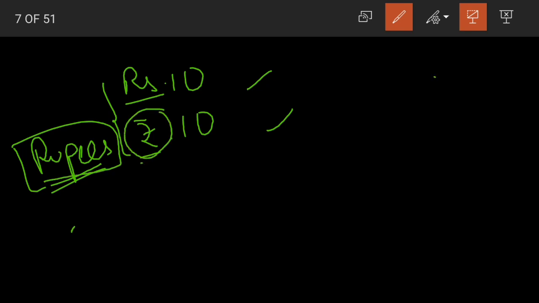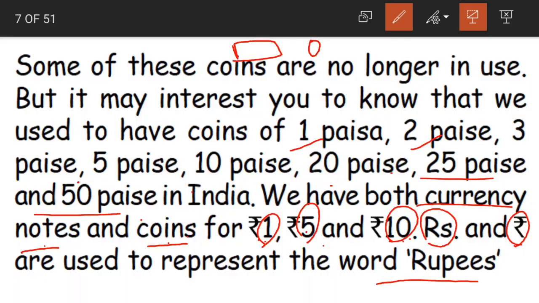Now if you take foreign countries, one of the most popular foreign currencies is dollars. Yes, children. So this is the symbol of dollars, an S with a straight line passing through it. So in this way we have different currencies and different symbols representing those currencies.